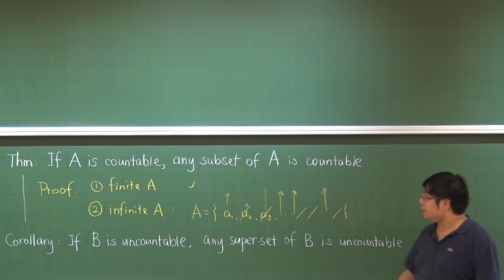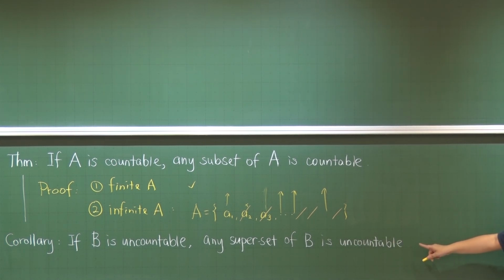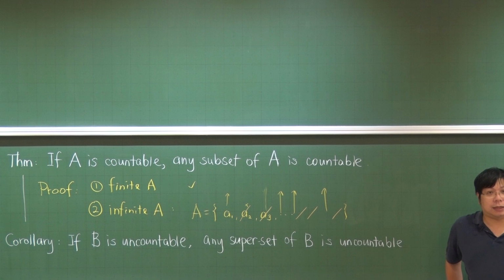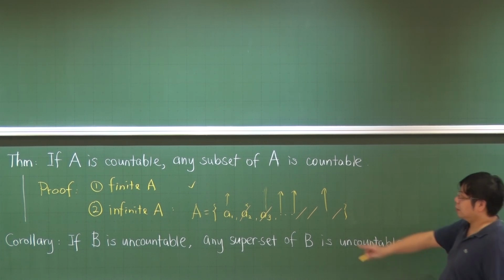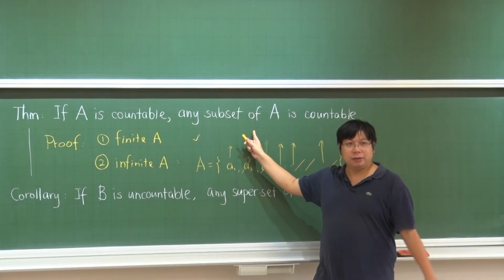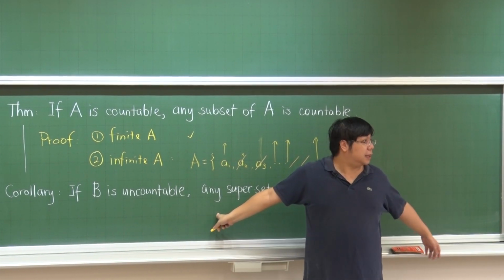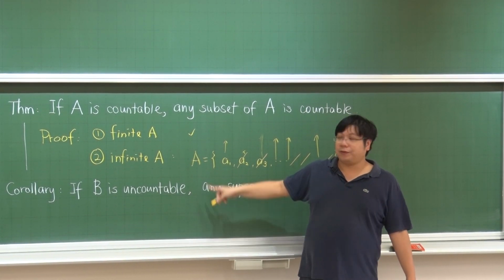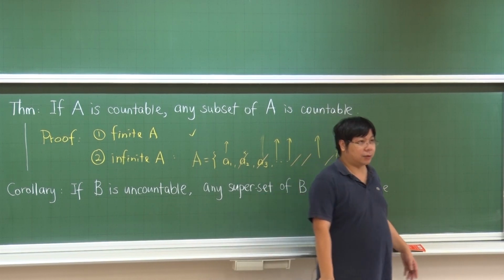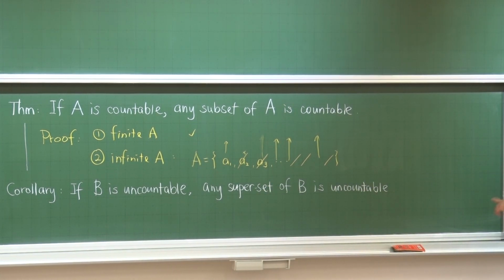Okay, now we have this theorem, so we have the following corollary immediately. This is just the contrapositive of this one. It says that if B is uncountable, then any superset of B must be uncountable. So here it is if P then Q. This one is if not Q then not P. Is that okay? So if the theorem is correct, then this corollary must be correct. Okay, now this helps us.